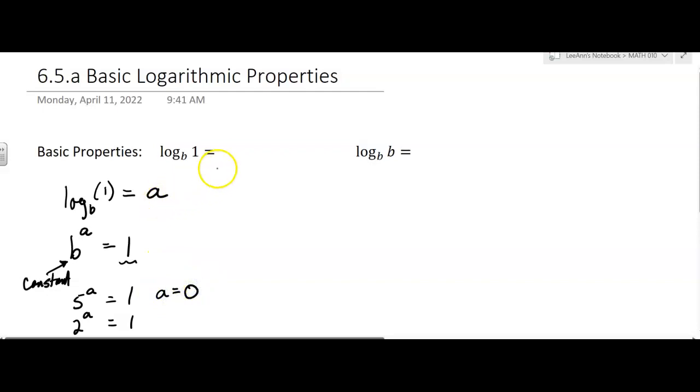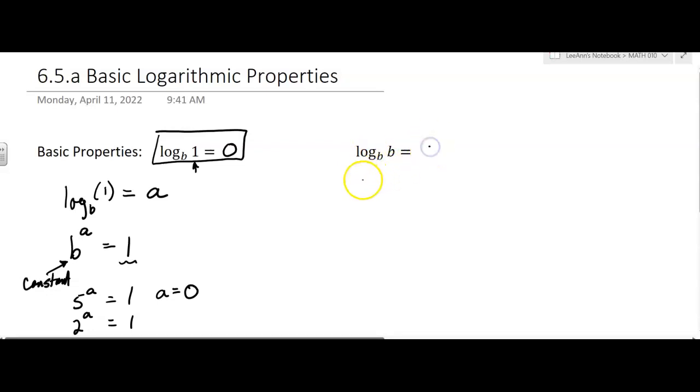So what that means is the log base b, when the argument is 1, is just going to equal 0. That is going to be true for all log base b of 1. It won't matter what the base is. If the argument's 1, we're done. Okay, it equals 0.